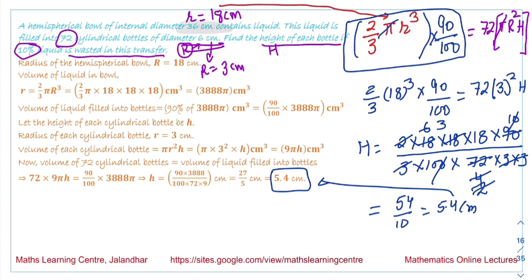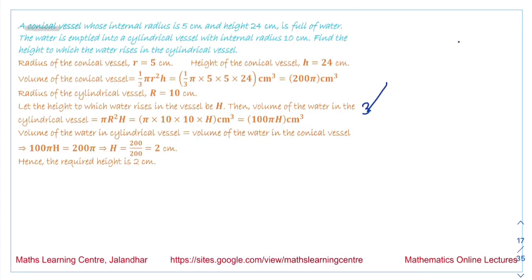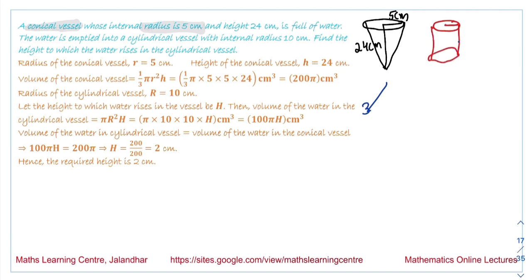In this next question, it is given that a conical vessel whose internal radius is 5 centimeter. So the vessel is in this form, and the internal radius over here is 5 centimeter, and the height is given to be 24 centimeter. It is full of water, and the water is emptied into a cylindrical vessel with internal radius 10 centimeter. Find the height to which the water rises in the cylindrical vessel.